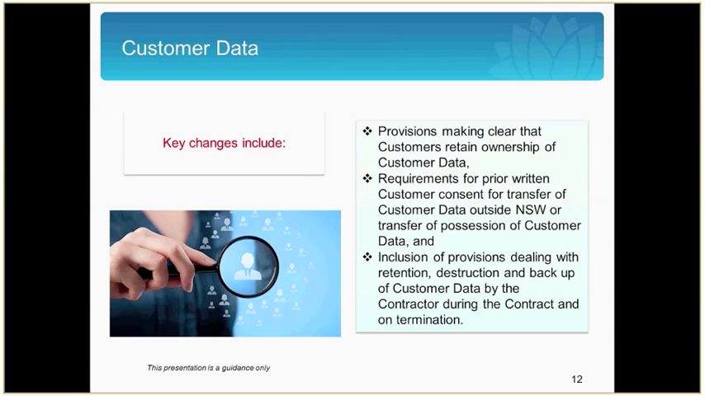There are controls on retention of customer data by the contractor. At expiry of the agreed retention period, the contractor must destroy the customer data or return it to the customer at the customer's election. If the contractor needs to retain any part of the data included in the customer data definition, they need to call this out in the order form. The customer's prior written consent is required for transfer of customer data outside New South Wales or transfer of possession of customer data.